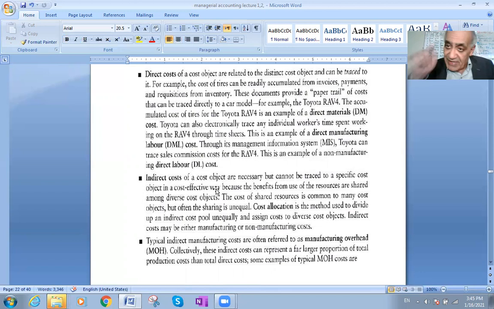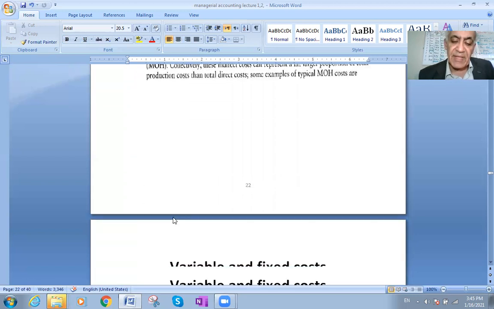You cannot relate it directly to one product, but you will just say, I put 100,000 units, so I will put the indirect cost upon all of them, because the benefits from using the resources are shared among diverse cost objects. The cost of shared resources is common to many cost objects, but often the sharing is unequal. For that reason, we do cost allocation, to divide up an indirect cost pool unequally and assign costs to diverse objects. Okay, so this is the direct and the indirect cost.